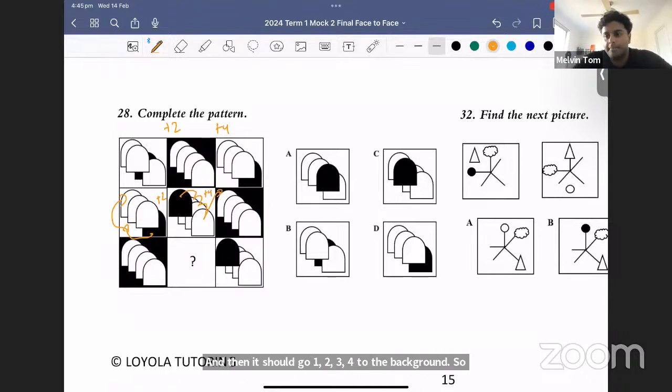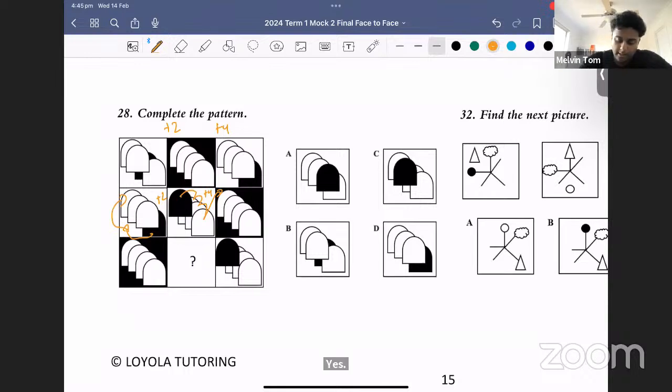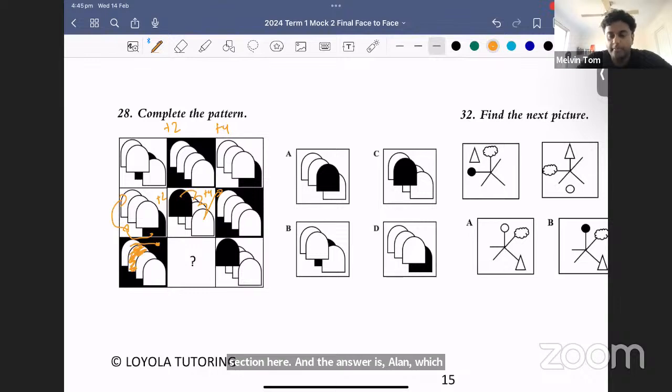So, Alam, is it Alam? Sorry, Shafana? Yes. Does this pattern make sense? +2, +4? Yes, it does. Yep. So the next one is at the background. So from there, it should be +2. So 1, 2. So the answer should have the black at the second section here. And the answer is, Alam, what's the answer? The answer is C. Good girl. Do you understand? So is that row or column? It's going across the row. Okay, thanks.